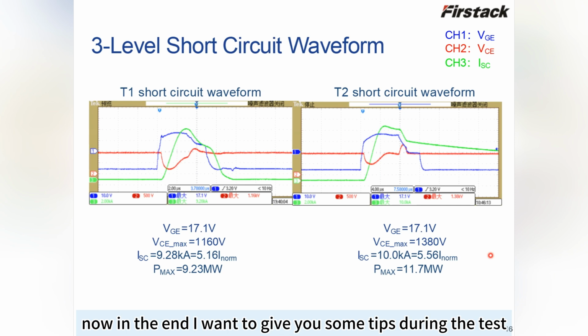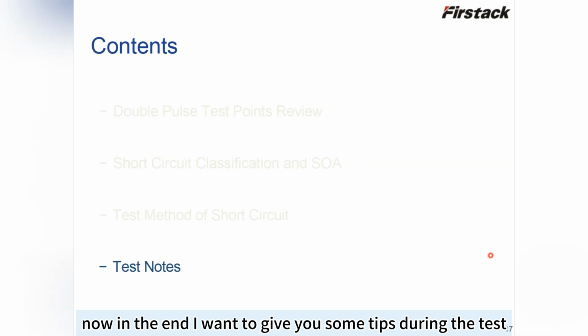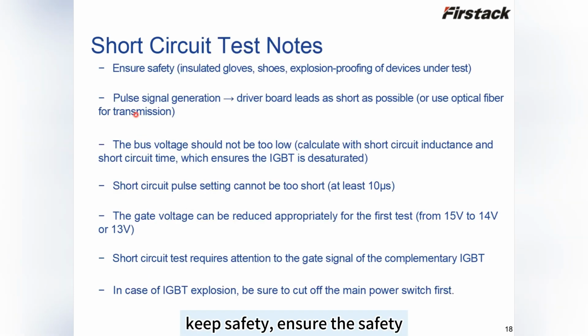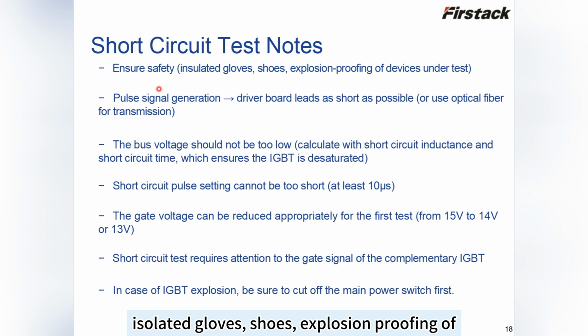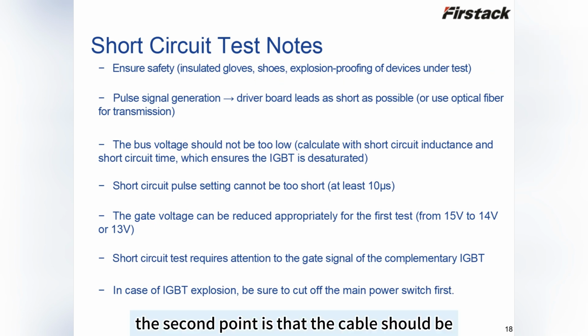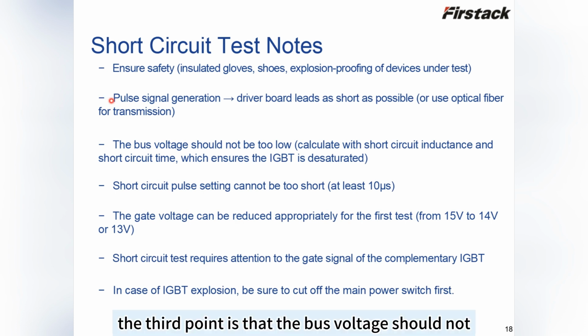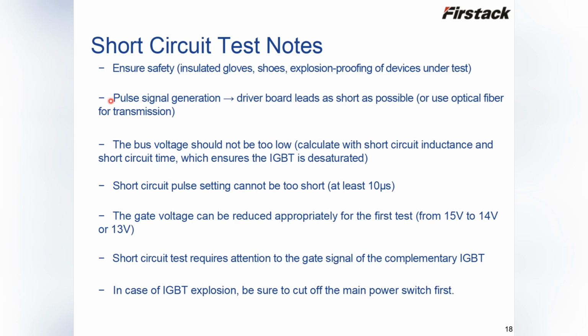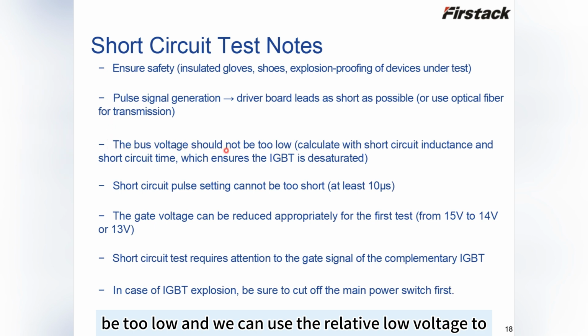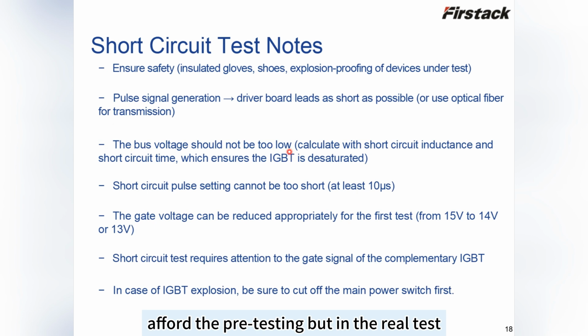Now in the end, I want to give you some tips during the test. The first point: keep safety, ensure the safety. Insulated gloves, shoes, and explosion proofing of the duct are necessary. The second point is that the cable should be as short as possible from the pulse signal generator to our GDU. The third point is that the bus voltage should not be too low. We can use a relatively low voltage for the pre-testing, but in the real test, use a high bus voltage. It is important to avoid damage to the modules.